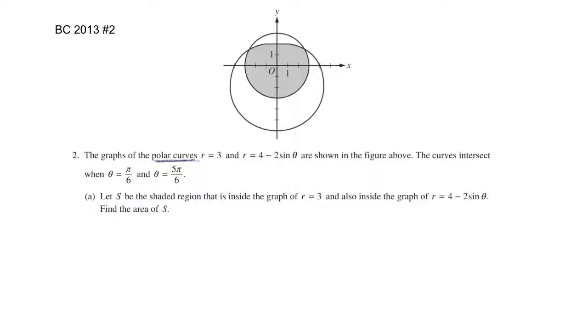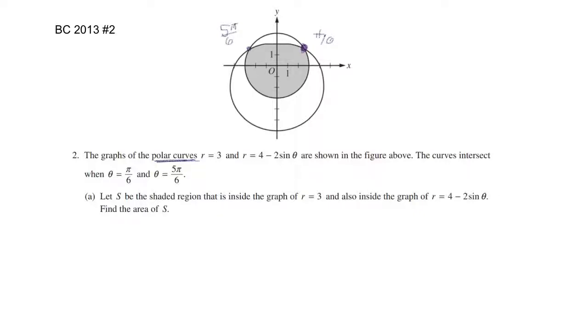So the graphs of the polar curves r equals 3, which is a circle with radius 3, and r equals 4 minus 2 sine theta are shown in the figure above, and the curves intersect at pi over 6 and 5 pi over 6. And I'm going to go ahead and note where these curves are intersecting. So here we are intersecting at pi over 6, and then back here at 5 pi over 6. So we see where we are intersecting.